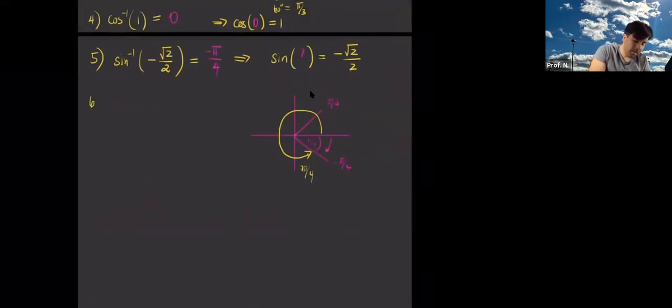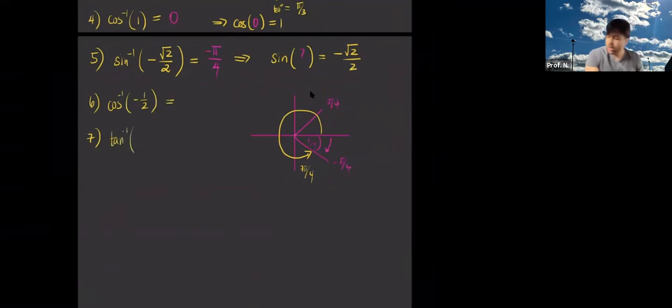So, for example, cosine inverse of negative a half. What is this equal to? And tan inverse of negative 1. What is that equal to? Okay, so we're going to take this step by step. Cosine inverse of negative a half.